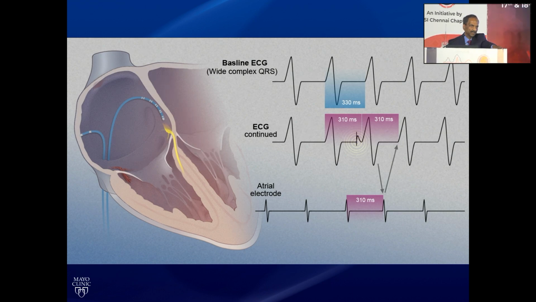Remember, fasciculoventricular tracts, no need to map or ablate. They are just phenomena in the heart. Once you recognize there is no true pathway, you can just leave them alone. I think I'll stop there. Thank you very much for your attention.